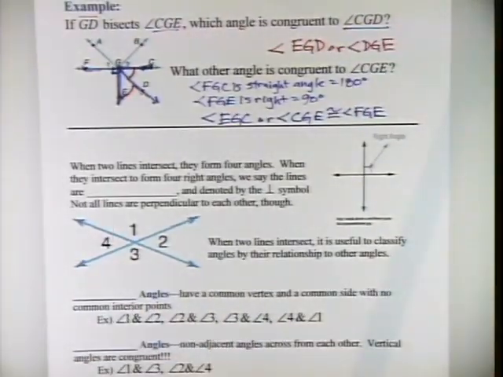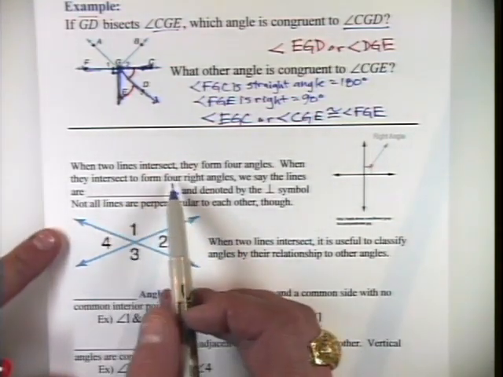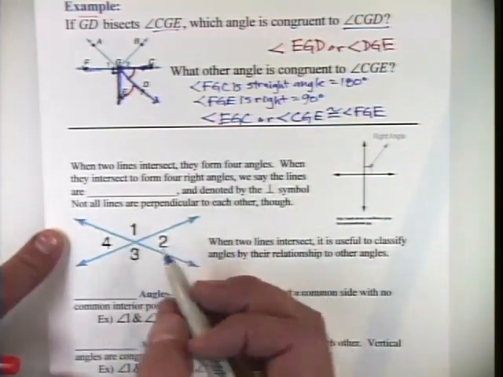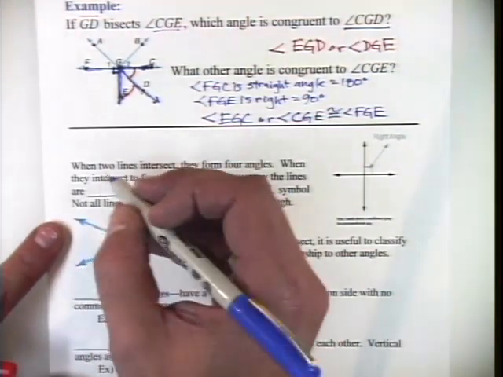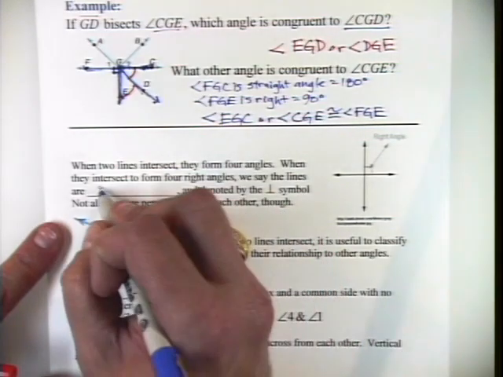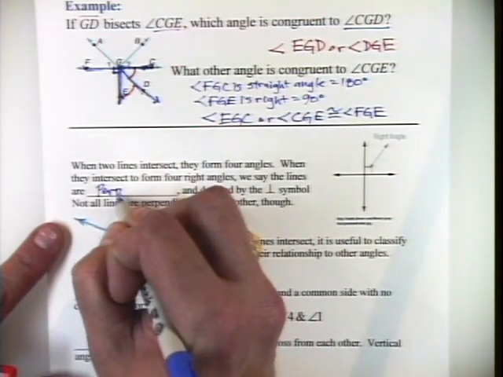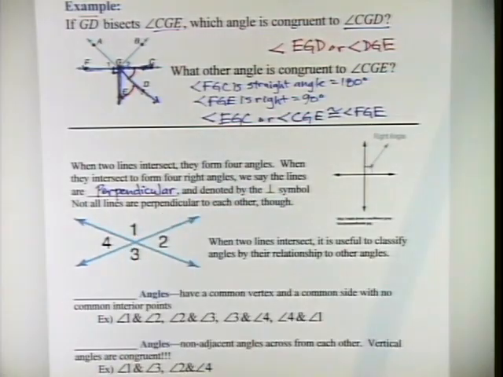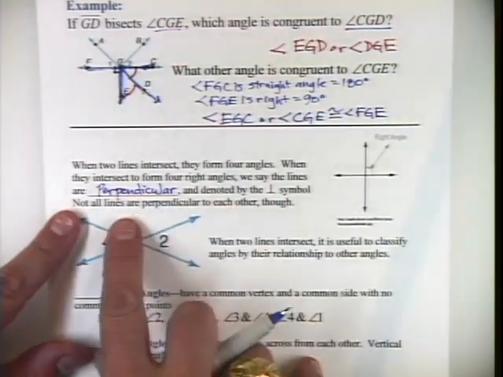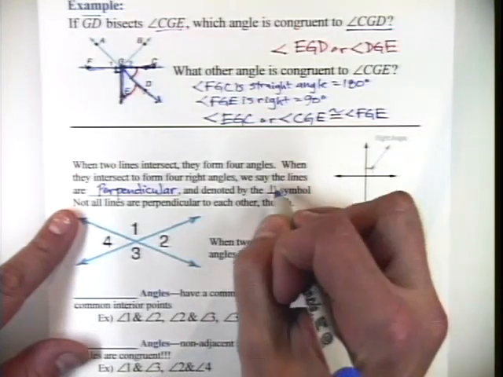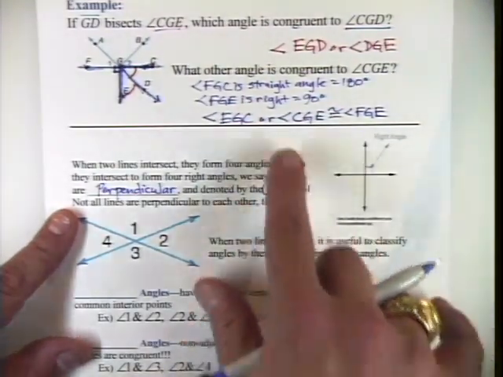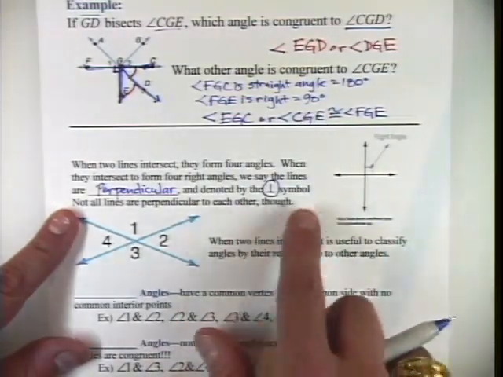Let's jump right back into angles. When two lines intersect, they form 4 angles. When they intersect to form 4 right angles, we say the lines are perpendicular, okay? Kind of a long word. They're perpendicular to each other, and we denote it by this symbol here. It's kind of an upside-down T, but it kind of gives the impression that we have a vertical and horizontal.